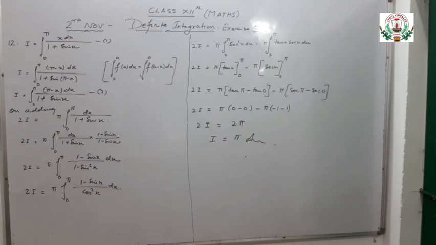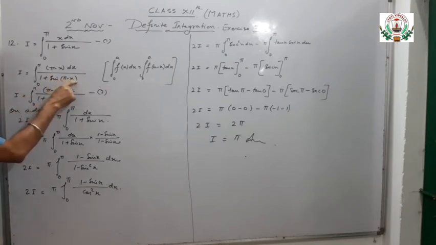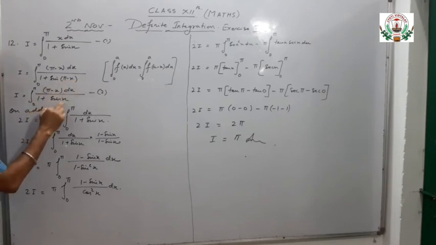Now let's come to the next question. 12th question, integration 0 to pi x dx upon 1 plus sin x. Again I am going to apply the fourth property. Integration 0 to pi, in place of x, here what is a? It is pi. So (pi minus x) dx upon 1 plus sin (pi minus x), 0 to pi. As sin (180 minus theta) is sin theta, so sin (pi minus x) will be sin x.